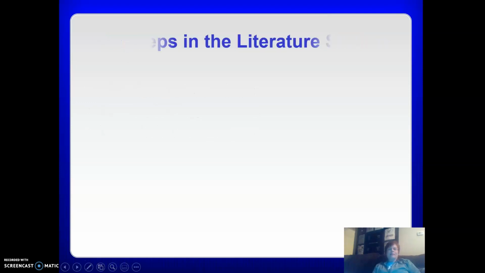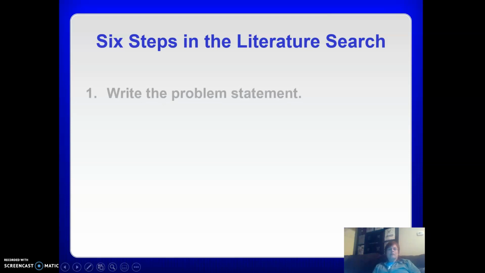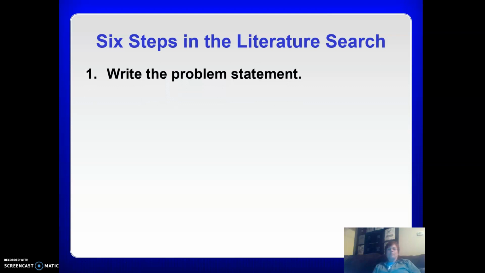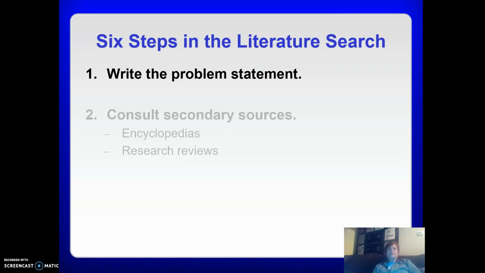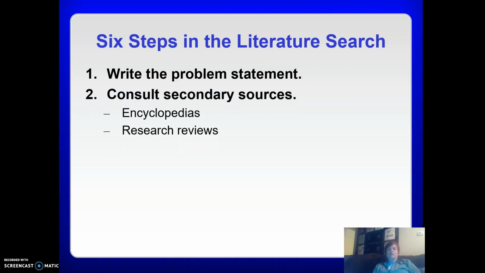Moving on, there are 6 steps in the literature search. First of all, write your problem statement, and that's what you're doing this week. Hopefully you've done it. If not, you're in the process of doing it. Then you want to consult what we would consider secondary sources, things such as encyclopedias or research reviews where they are taking research studies and talking about them, but they wouldn't be primary sources. Primary sources would be the actual research study. A research review might take a series of studies and review each one. So as you begin, consult some secondary sources.